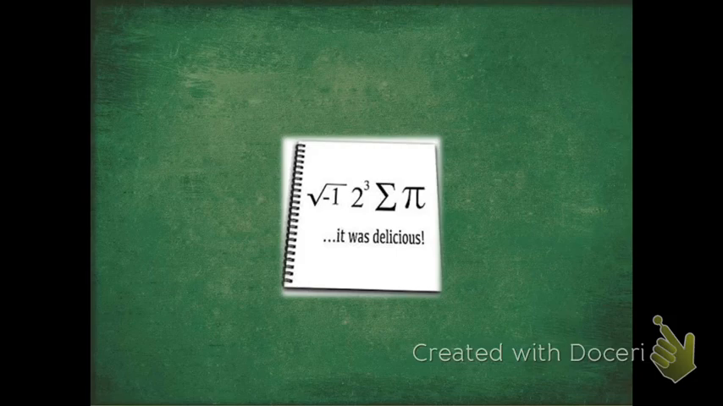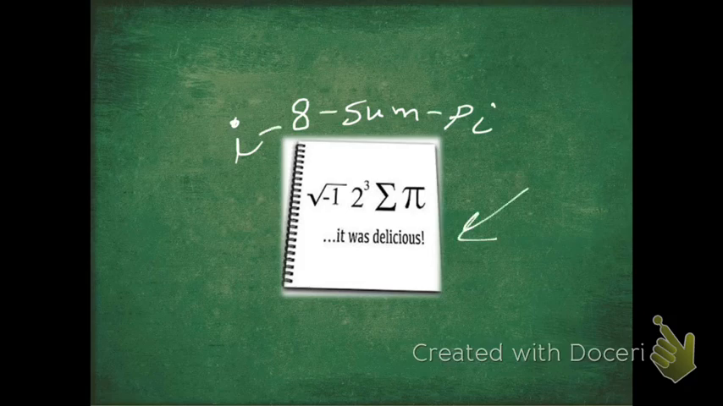And look what we have down here. The square root of negative 1. Well, that's i. 2 cubed is 8. This notation here is how we write the sum. And the last figure is pi. So I ate some pie, and it was delicious.